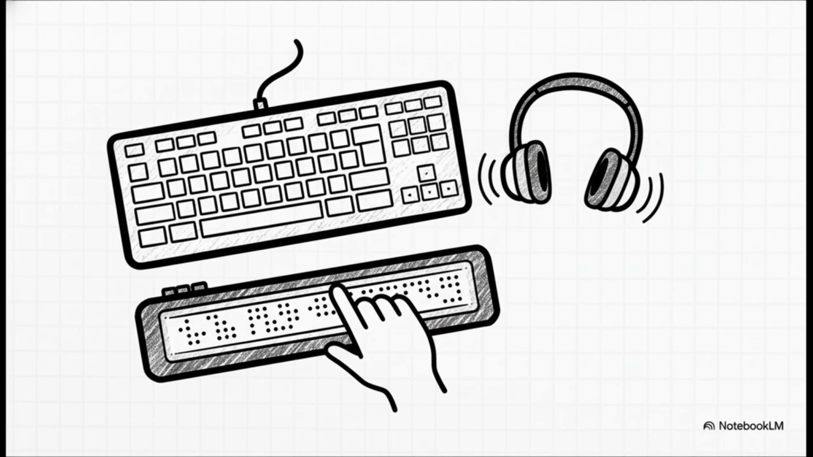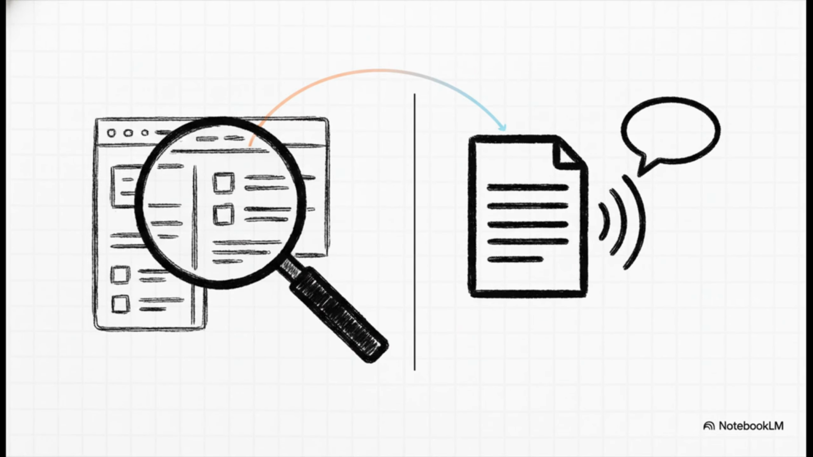These devices are so cool. They sit right in front of a keyboard, and they have this row of little pins that pop up and down to form Braille characters. It's literally translating the text on the screen into a physical, tactile form. This lets users read everything by touch, and it often works right alongside a screen reader for a much richer, multisensory experience.